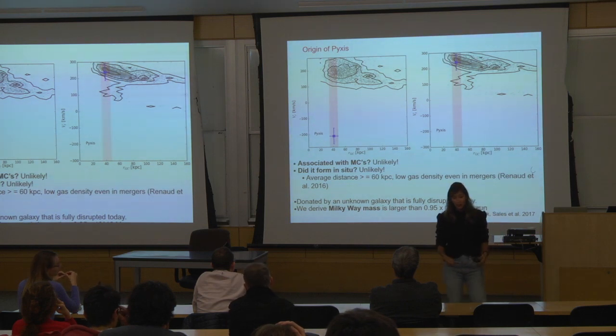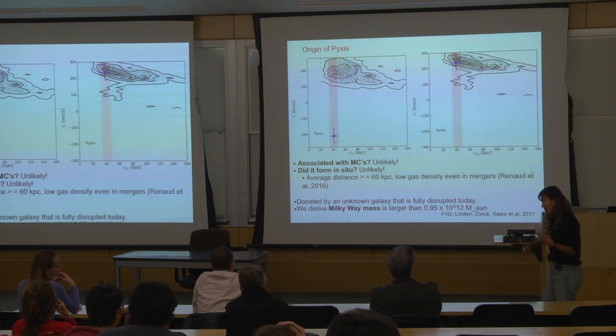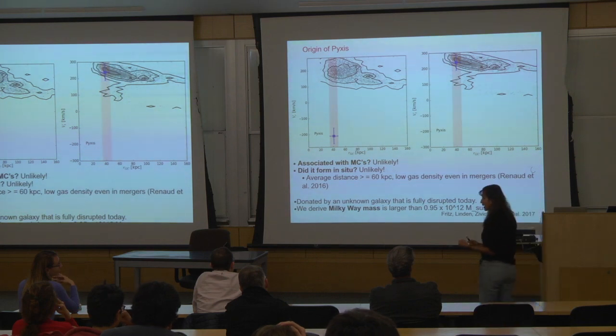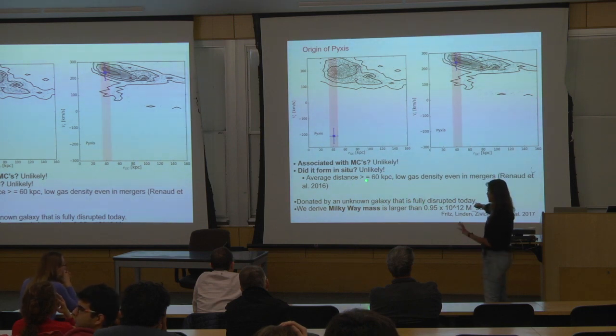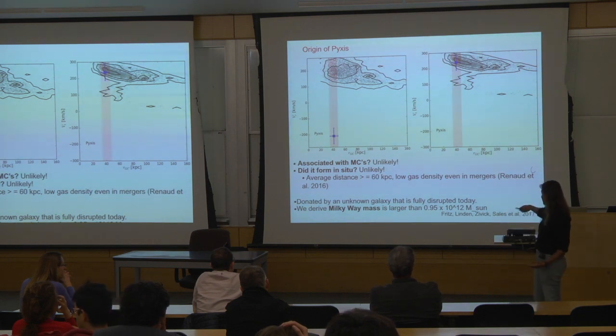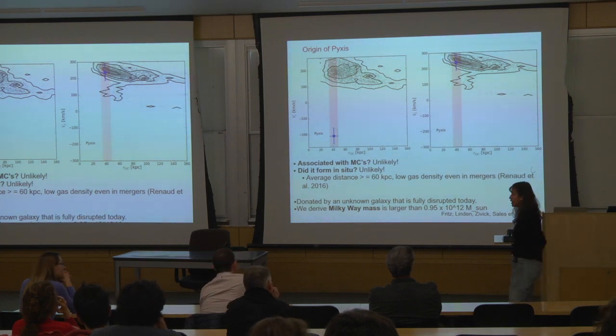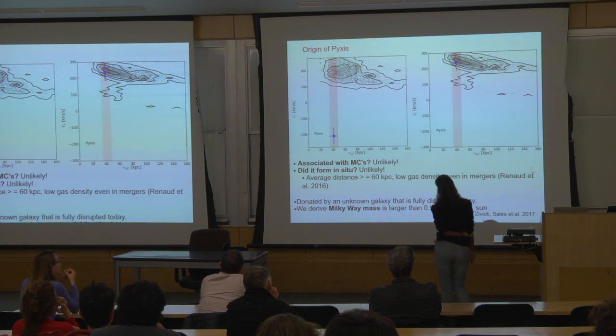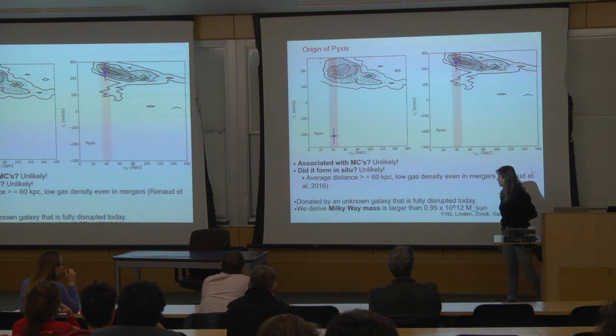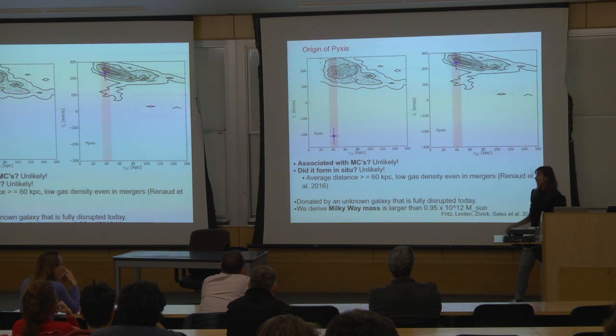Unlikely, because even in major mergers, where you have all this gas sloshing around and extremely high pressures and densities that create a lot of star clusters, we now know the average distance of Pyxis from us because we have an orbit, and it's always at greater than 60 kiloparsecs on average. At that distance you would expect too low a gas density for it to have formed in situ. So our conclusion from our work is that it was donated by an unknown galaxy that today is fully disrupted. And the fact that this is a globular cluster, a slightly denser system than a dwarf galaxy, means it has managed to survive.